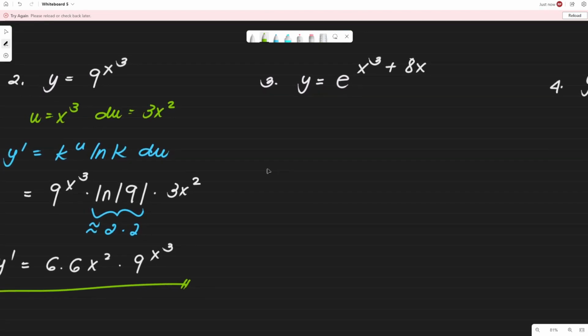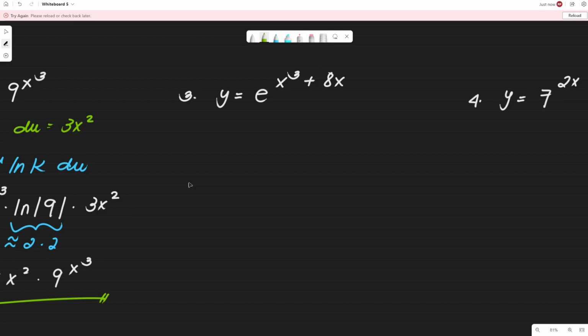Then we have y is equal to e raised to x cubed plus 8x. So ito buo to exponent. So there are two methods of solving this one. Unahin natin yung pinakasimple, yung straightforward, where our u is equal to x cubed plus 8x. Di ba? Therefore, du is equal to 3x squared plus 8. So substitute nyo lang. Straightforward.